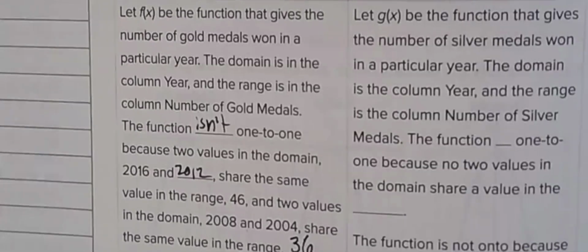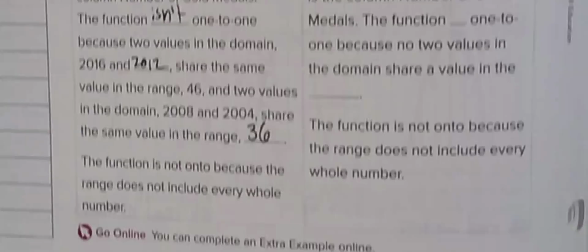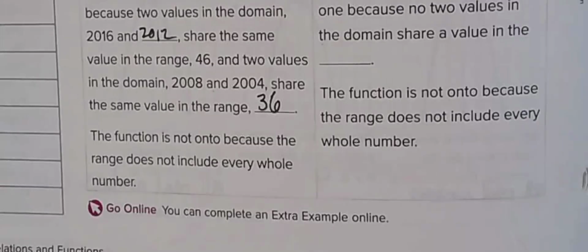All right, and then it says at the bottom here, just answers this for us. The function is not onto because the range does not include every whole number. Why would it need to include every whole number?